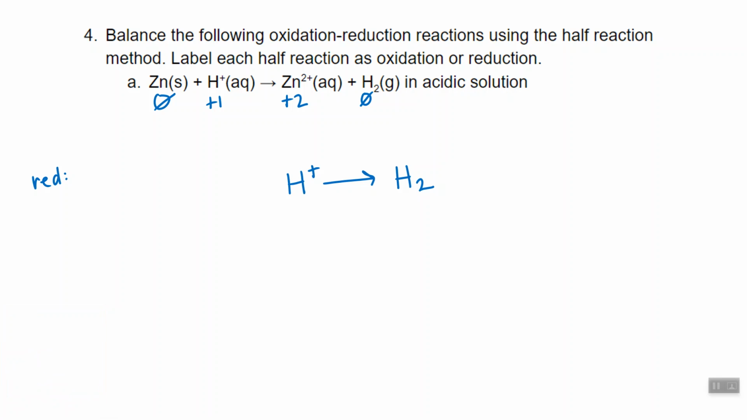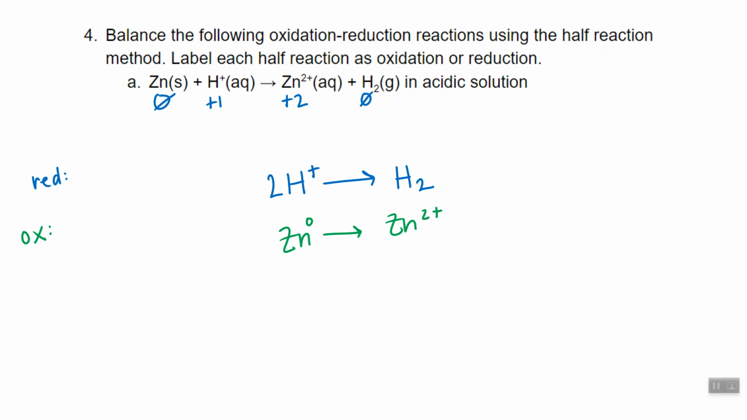So our oxidation is going from Zn solid to Zn2+. So that's my oxidation. Okay, so the first thing that we want to do is balance atoms other than hydrogen and oxygen. So zinc is already balanced, so we're already done with that step. The next step is to take care of oxygen by adding water. We don't have any oxygen here to worry about. So then the next step is going to be adding H+ to make sure that's balanced.